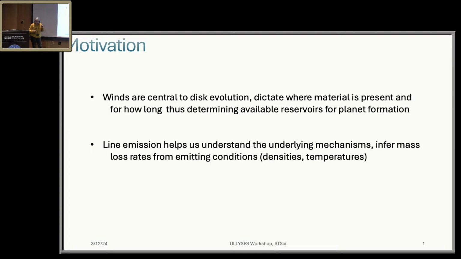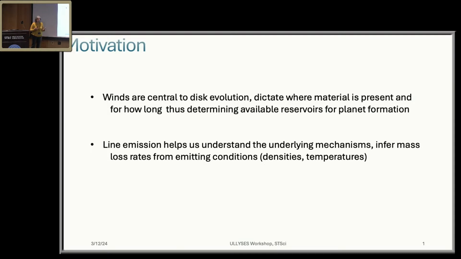Now, it turns out, as you'll find out soon, that we really don't know much about these winds, except that we see them sometimes. And so what's really critical is the line emission. It helps us determine what the mechanisms are, and gives us an idea of what sort of mass loss occurs and where it occurs, for example.